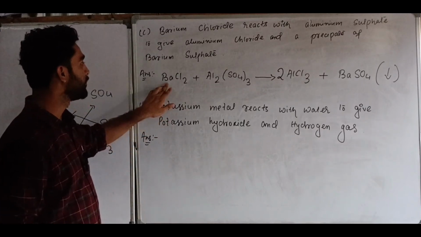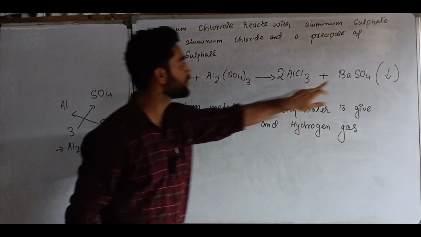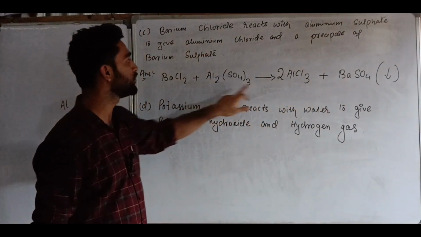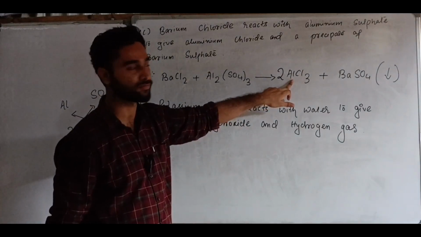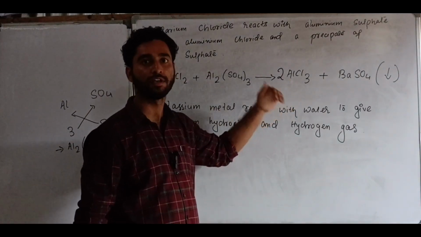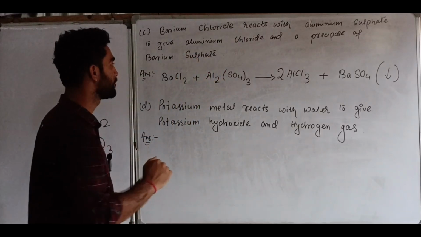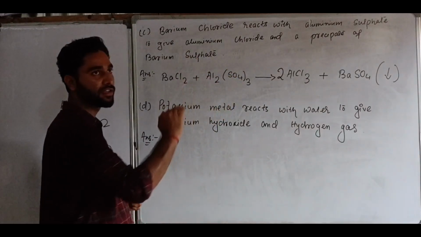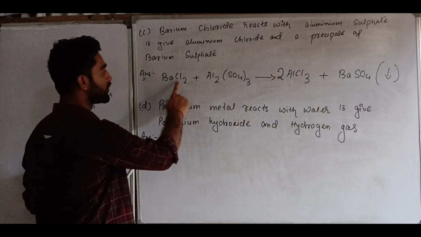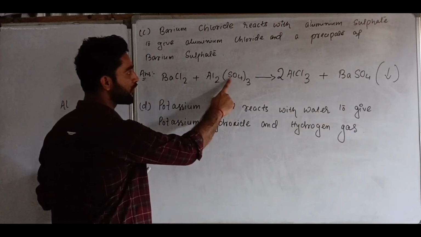Now see, metal became balanced. Barium 1, barium 1. Aluminium 2, aluminium 2. So the aluminium also became balanced. Now after the metal, next is non-metal. So identify the non-metal other than oxygen and hydrogen. So here chlorine is the non-metal, sulfur is the non-metal.